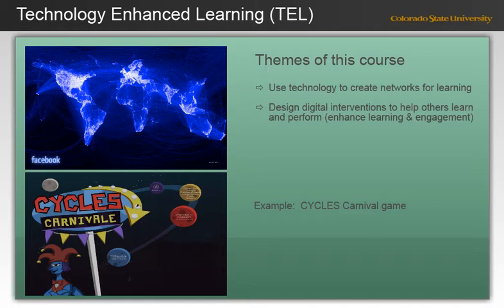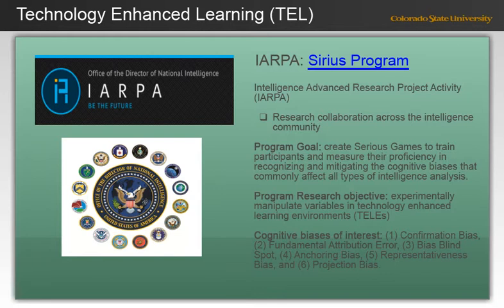So based on these major themes and based on where we're going in the course, I want to start off with an example. The example is the Cycles Carnival game, and it's a game that I was involved in designing and developing for learning and training surrounding cognitive biases. The Cycles Carnival game was developed as a research project through the Intelligence Advanced Research Project Activity, or IARPA, which is a research collaboration that crosses the intelligence communities.